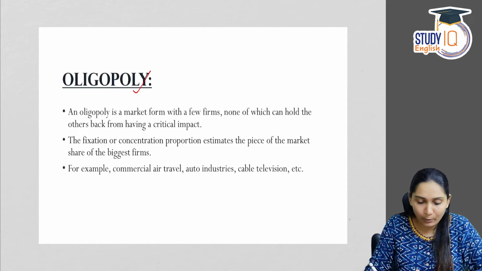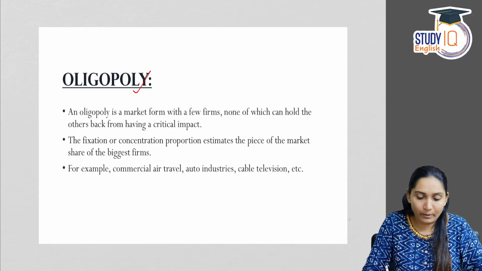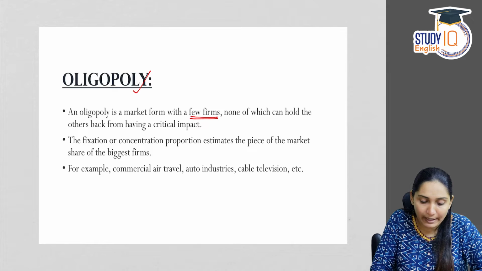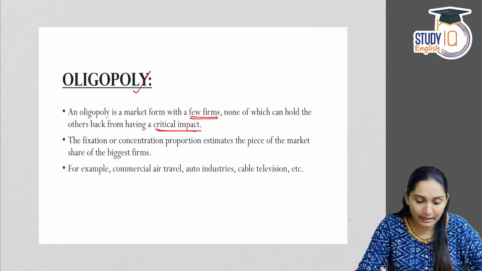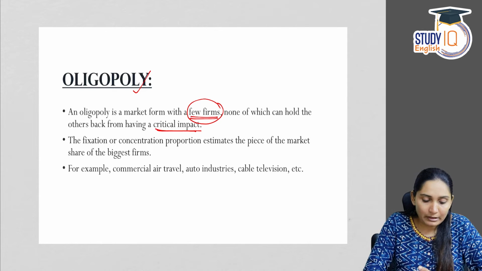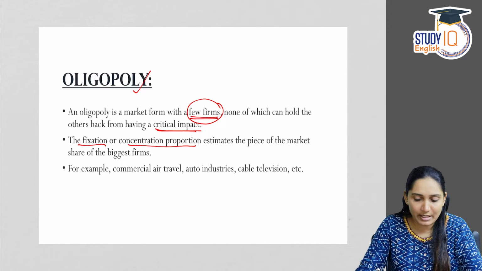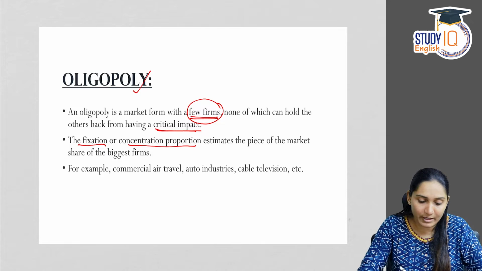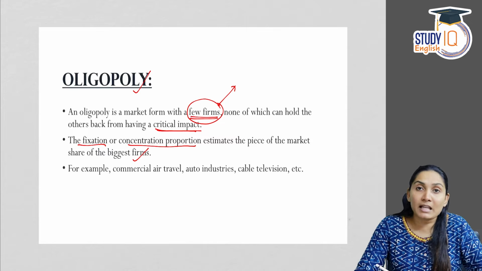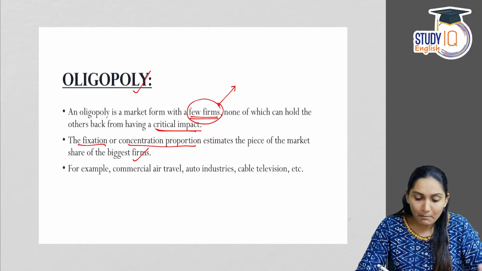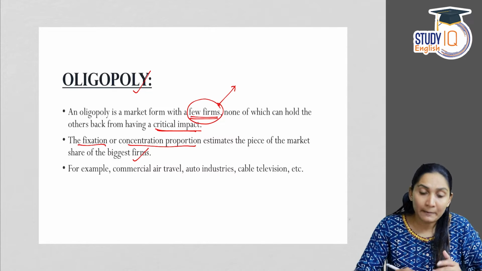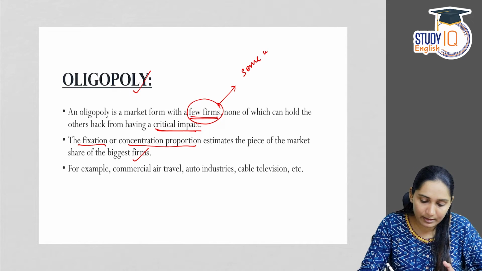Next we are coming to oligopoly. Oligopoly is a market form with few firms, none of which can hold the others back from having a critical impact. So it is not just one firm, but there will be a few firms. The concentration ratio estimates the market share of the biggest firms. Now there will be few firms but a large number of buyers. Here the entry and exit would be somewhat restricted, not fully but somewhat restricted.